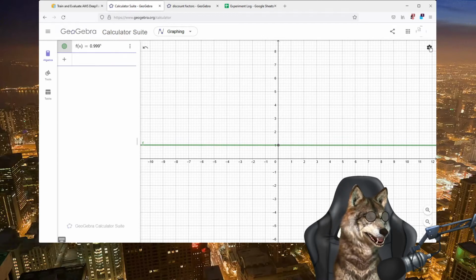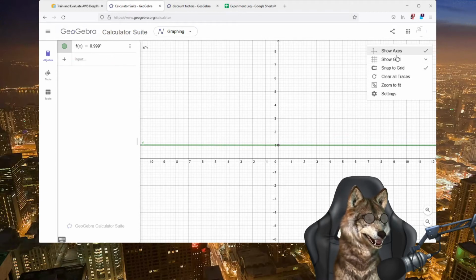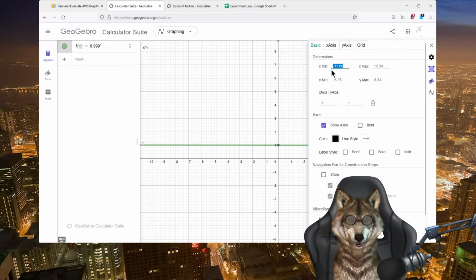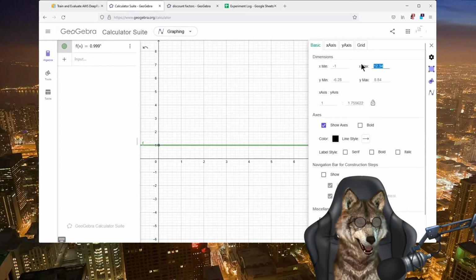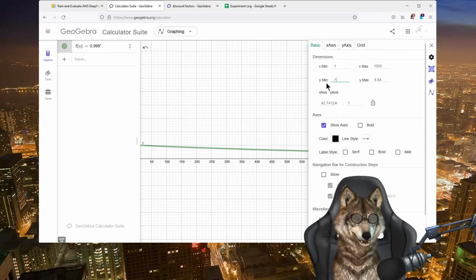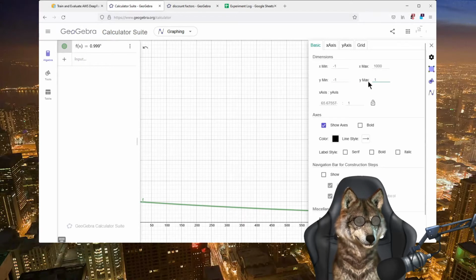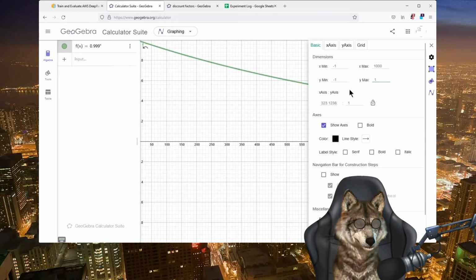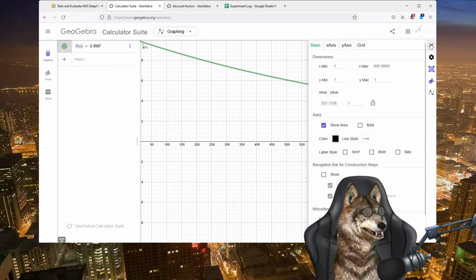So if I change the axes here, the minimum is going to be -1. The maximum will be 1,000 steps. This function could be from 0 to 1. So just to make it look pretty, I'm going to make it -1 to 1. Here we go.